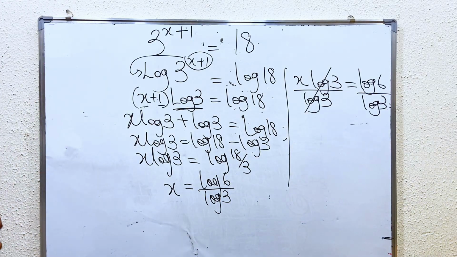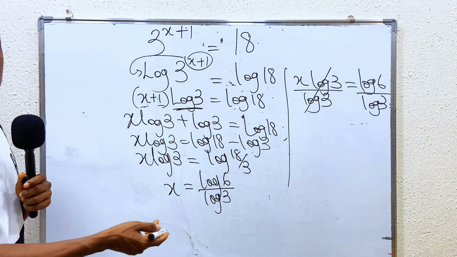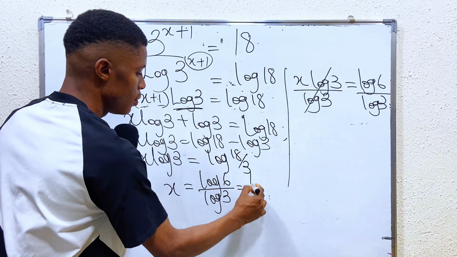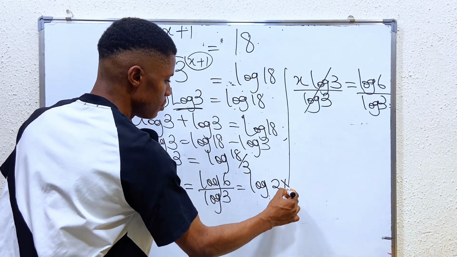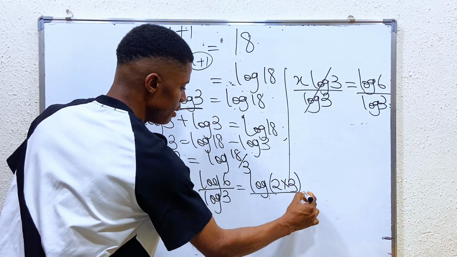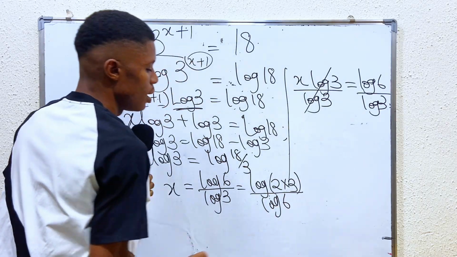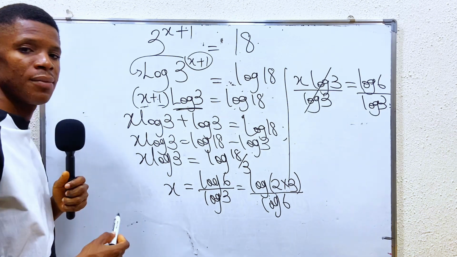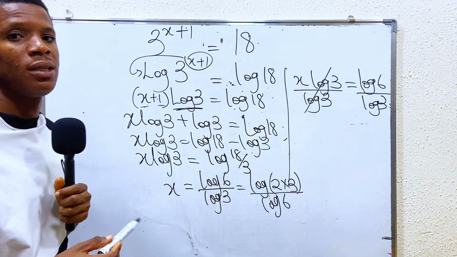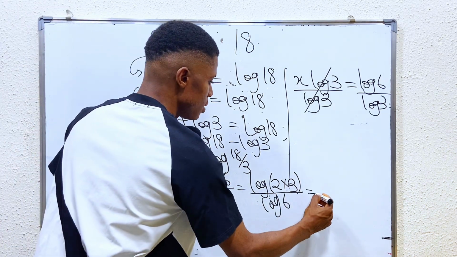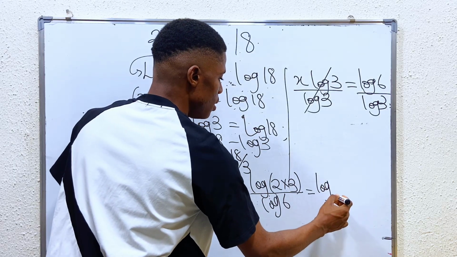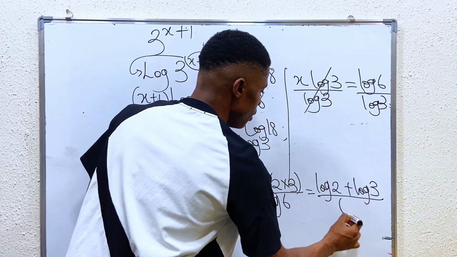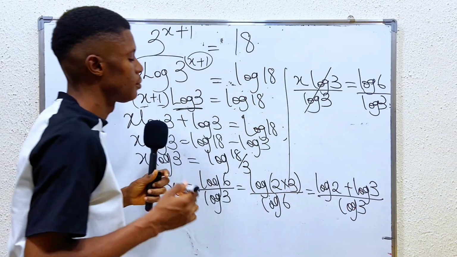Okay? So if you want to simplify it best, you can just use change of base immediately. But if you want to simplify it, 6 is 2 times 3. You can write it as log of 2 times 3, then divided by log 3. And this can be split again because when you are multiplying in the same base, you can add them in the same logarithm. So you can now see we have it as log of 2 plus log of 3, then divided by log of 3.